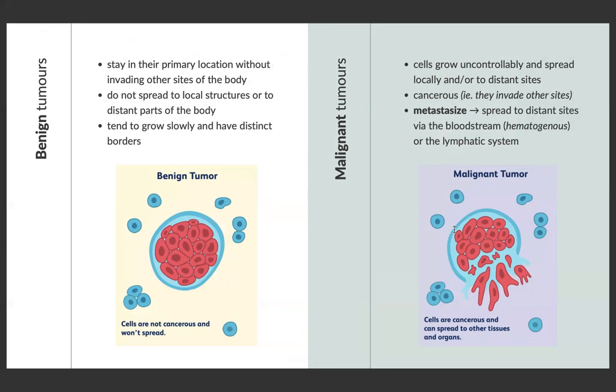So benign tumors stay in their primary location, essentially, and they do not spread to local structures usually, or distal parts of the body. So they're not invasive. They can compress structures, but they're not invasive. That's the key here. And they tend to grow slowly and have distinct borders.